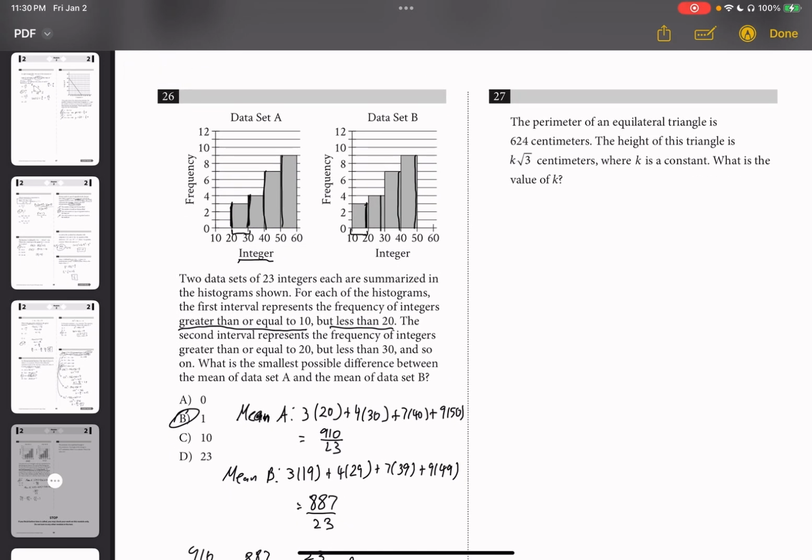Question 27. The perimeter of an equilateral triangle is 624 centimeters. The height of this triangle is k squared root of 3 centimeters, where k is a constant. What is the value of k? Okay, so taking this step by step. Equilateral triangle. So each of these sides are the same, and we know that each side is 624 divided by 3. And that's because the perimeter is 624 and there are 3 sides. So that will give us 208 for each side.